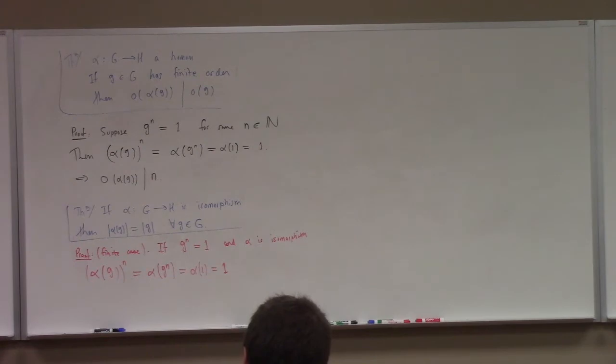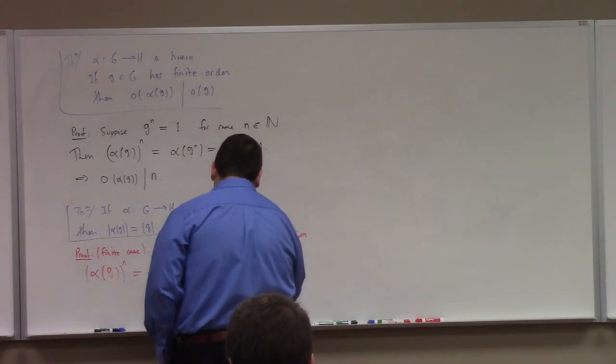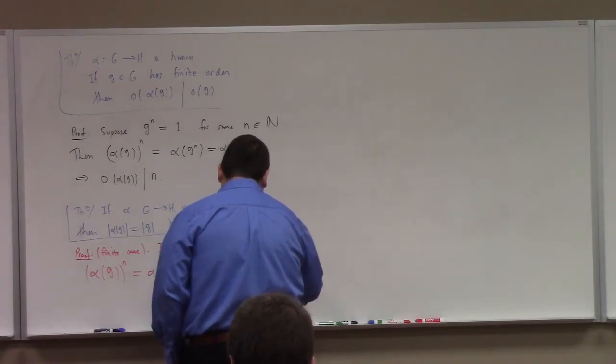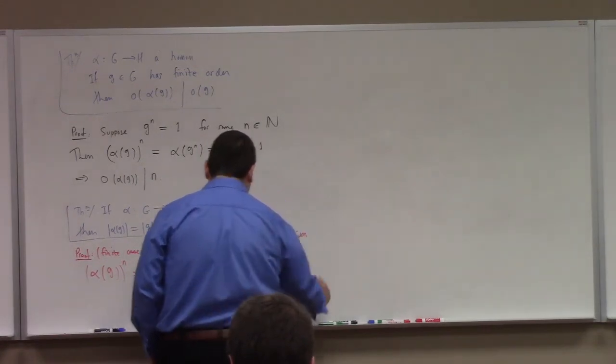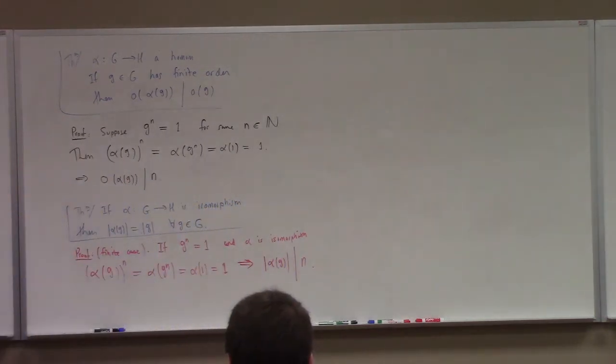Can we just take the above theorem and apply it in both directions, since it's a bijection, so its inverse is also a homomorphism? Perhaps. Let's see here. Then alpha of g. So what does this give us so far? The order of alpha of g divides n, right? What we want to show is there's nothing less than n.